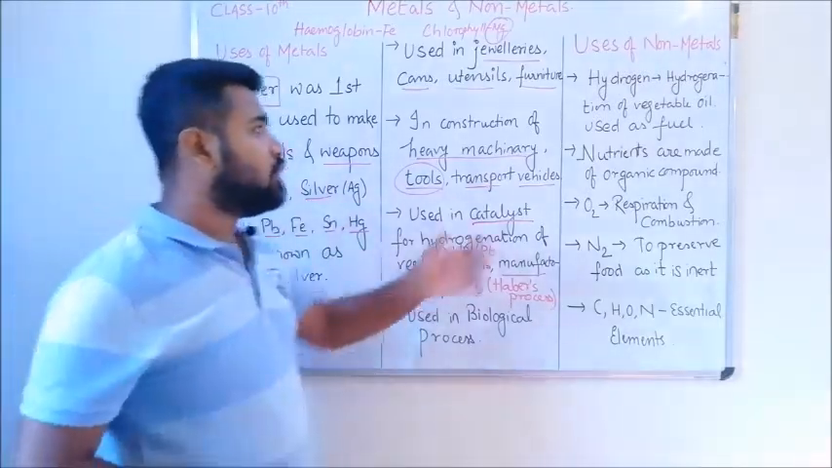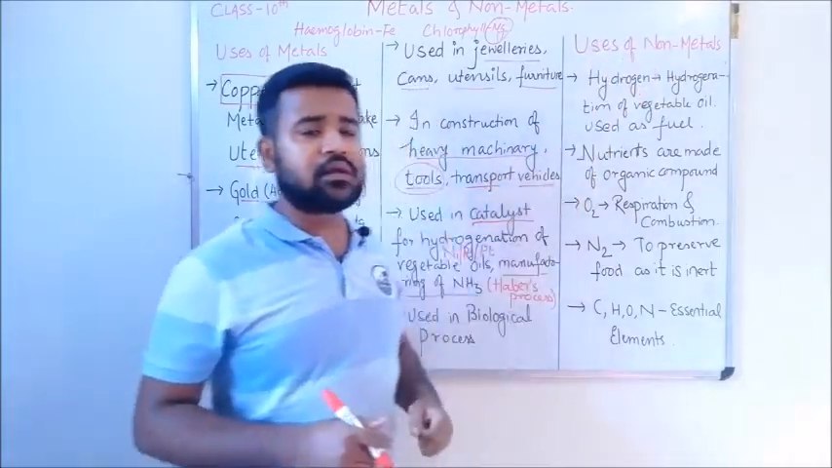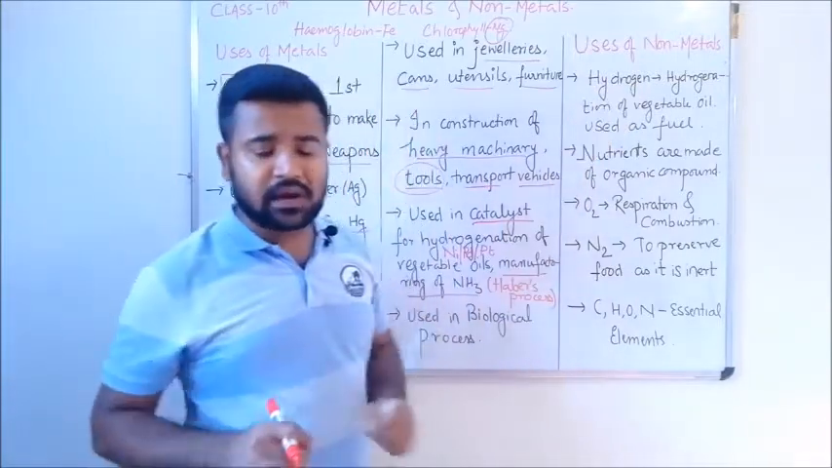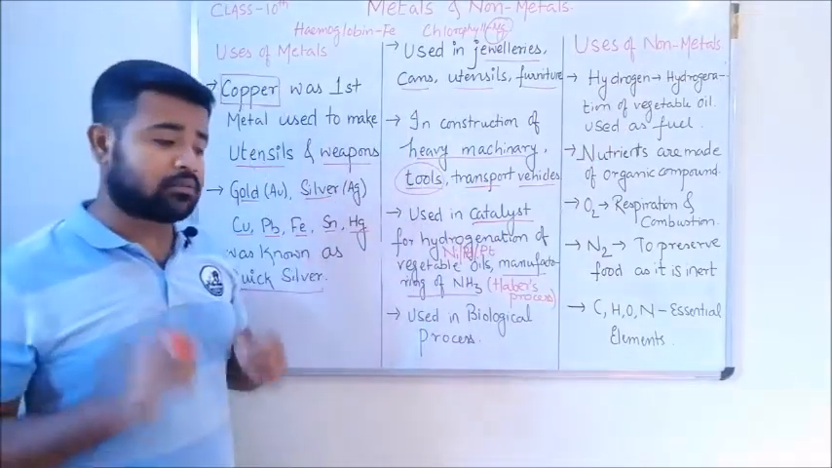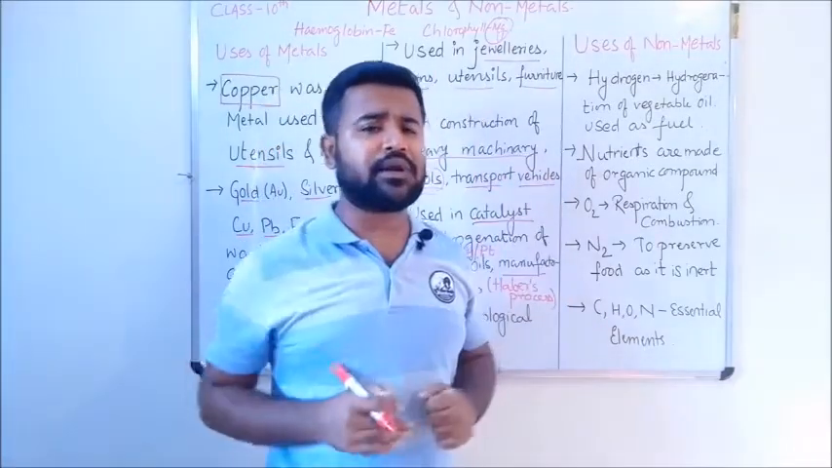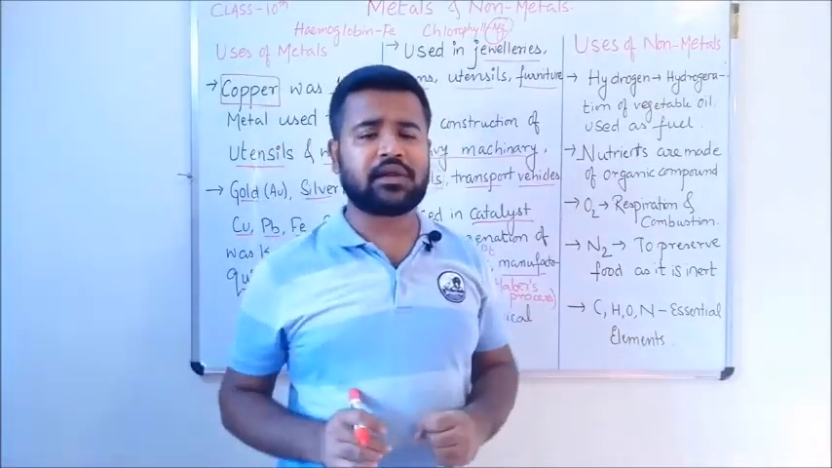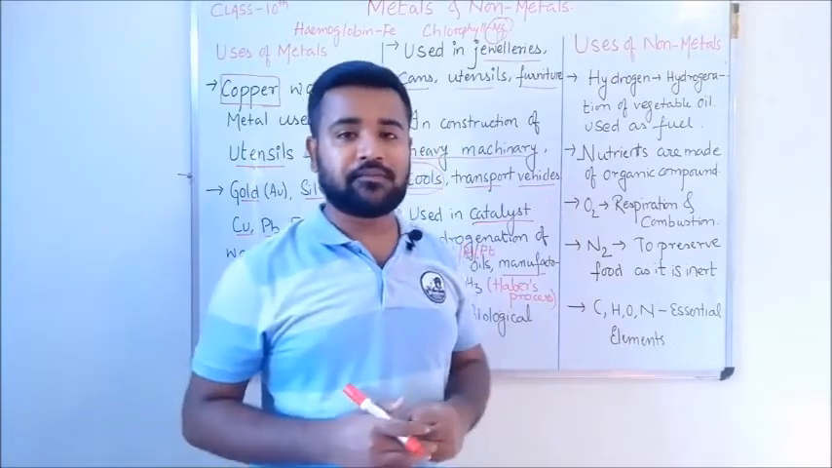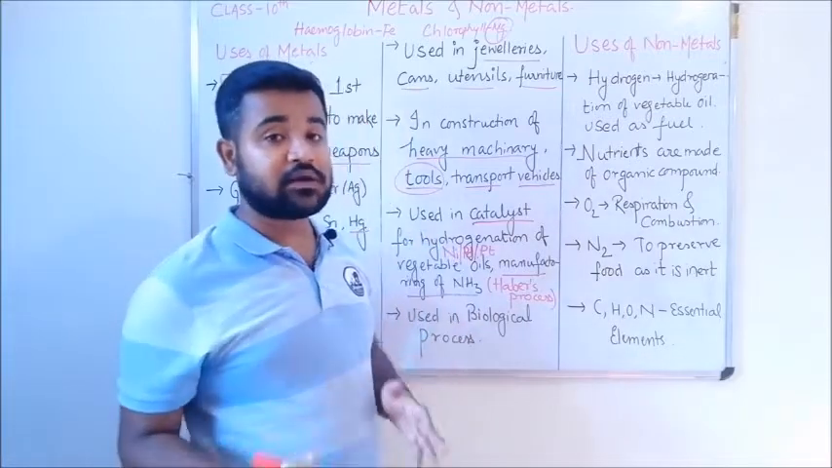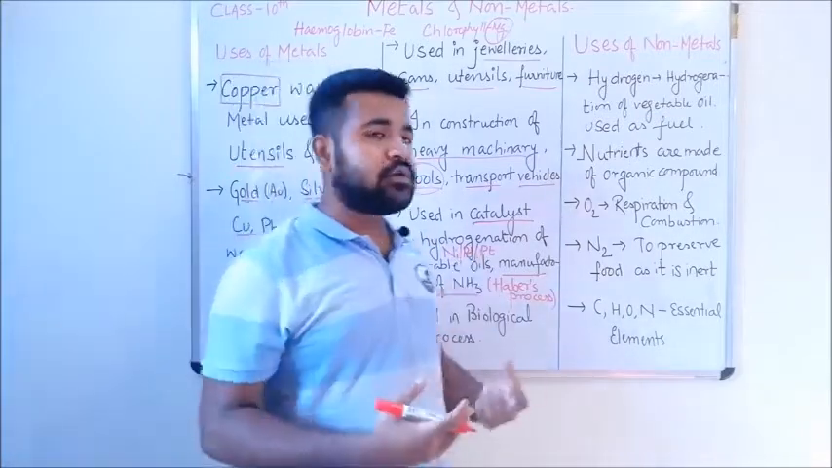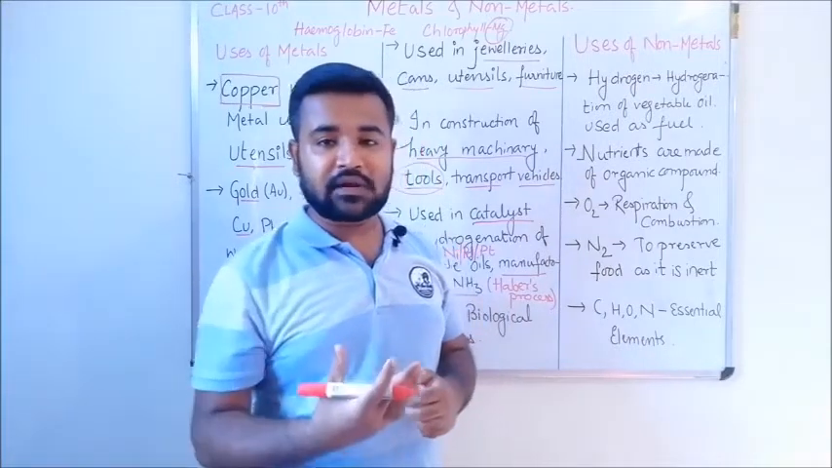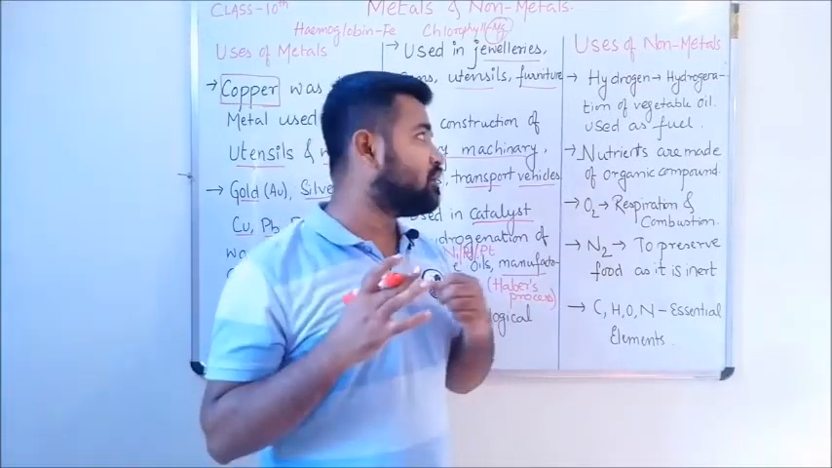Now we will come to the uses of non-metals. What are the uses of non-metals? See, first is hydrogen. Remember, hydrogen is an important non-metal, and it is kept separately in the periodic table. Why is it kept separately? Because hydrogen has a unique and versatile property compared to other metals and non-metals, because hydrogen has the tendency to donate electrons as well as to accept electrons.